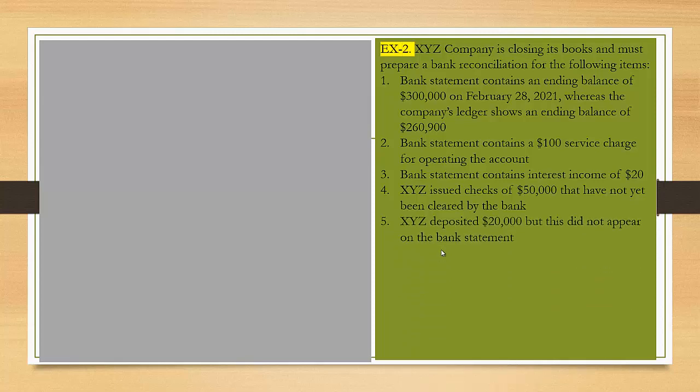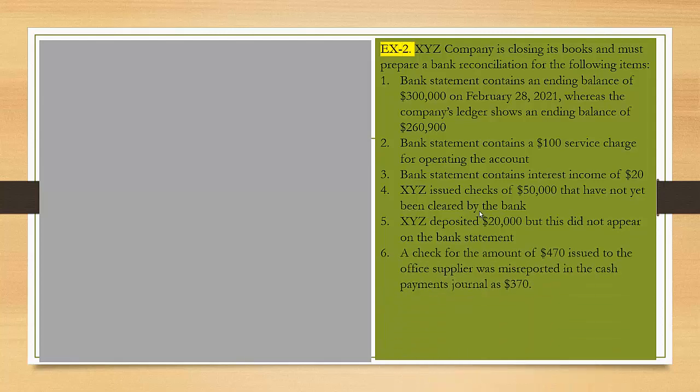Number 5 is that XYZ company deposited $20,000, but this did not appear on the bank statement. The company has made the deposit, but it is not appearing in the bank statement. So the company has deposited, then the company's cash book will show more balance, and the bank, since it is not appearing, will show less. So temporarily we will have to subtract this deposit from our balance as per cash book.